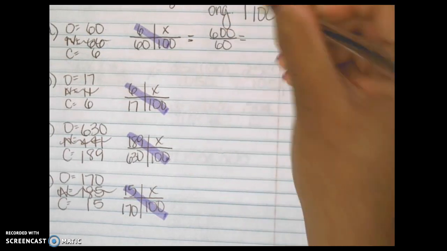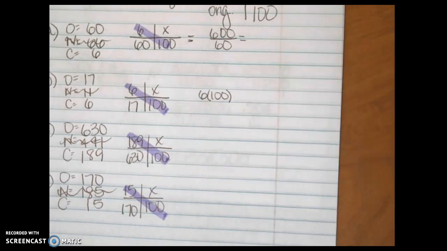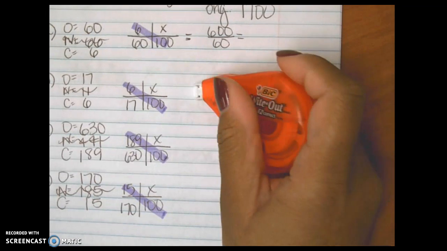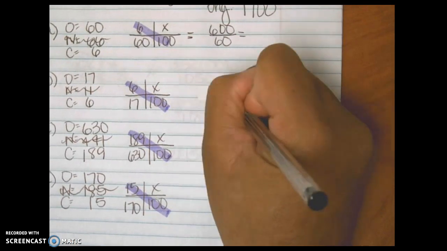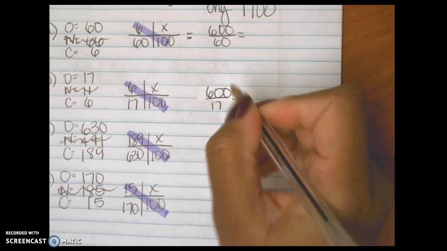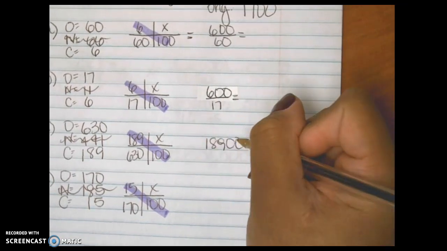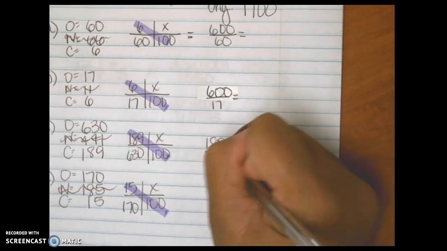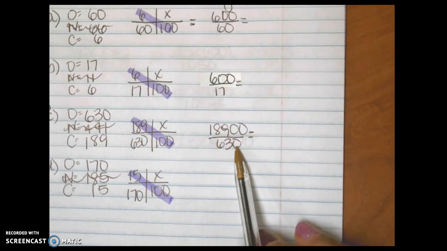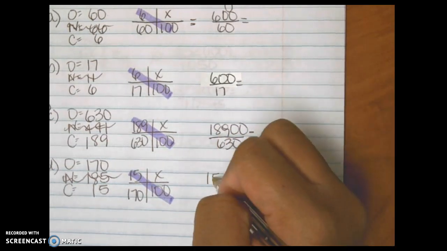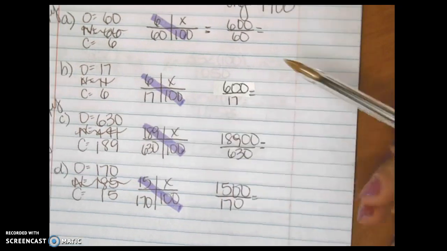You should be able to tell what to do with this one. 6 times 100. Whoops, that should just be 600. This one was doing the step that I said not to. My bad. Over 17. 18,900 over 630. And then 1,500 over 170. You should be able to see where you can simplify on these.